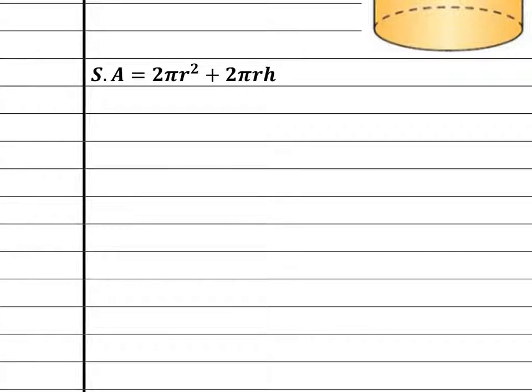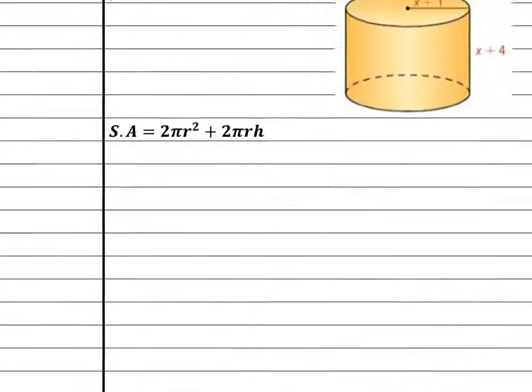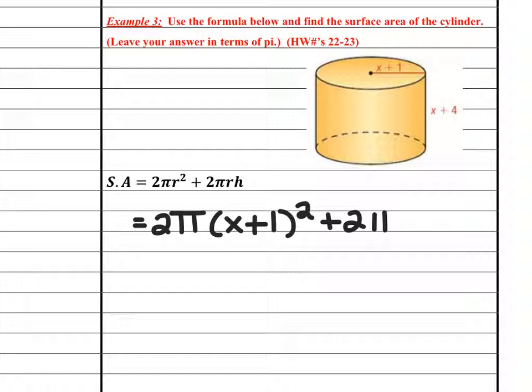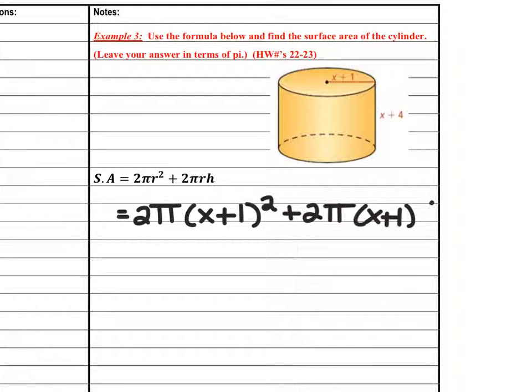So here we go. Surface area is 2 pi r squared plus 2 pi rh. I know that my radius is x plus 1, so instead of writing r, I'm going to put x plus 1 in parentheses. So 2 pi (x plus 1) squared plus 2 pi (x plus 1). What should I put for my height? Tell the person next to you. What do I put, Catherine? x plus 4. Bingo, x plus 4.